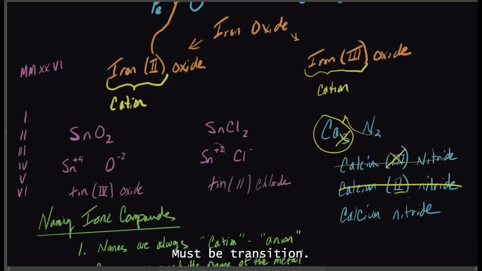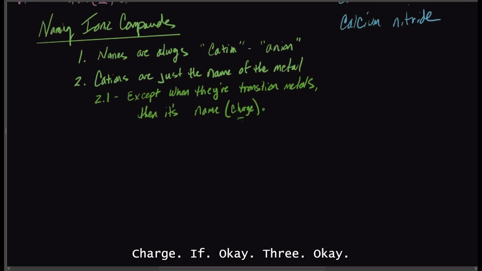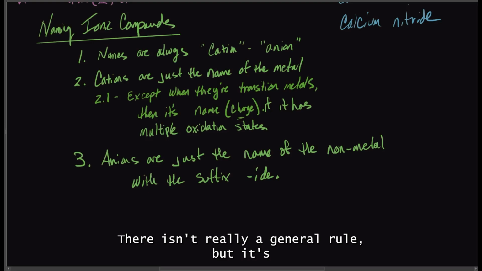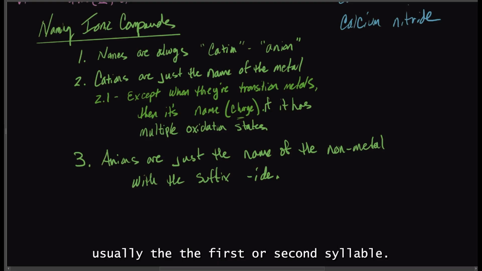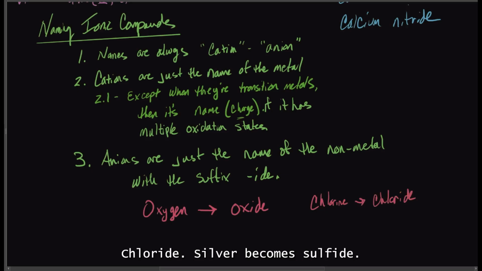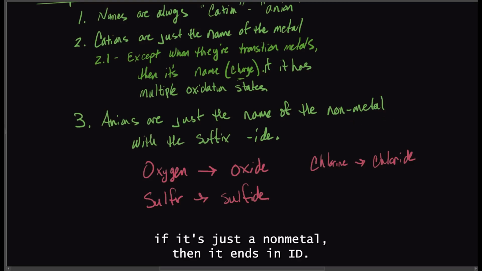Must be transition. Must have more than one oxidation state. Okay. Except for in the transition metals, then it's name, charge. Okay. Anions are just the name of the nonmetal with the suffix "ide" added to it. There isn't really a general rule, but it's usually the first or second syllable, and then "ide." So oxygen becomes oxide, chlorine becomes chloride, sulfur becomes sulfide. You guys follow me there? Okay. So usually, if it's just a nonmetal, then it ends in "ide."